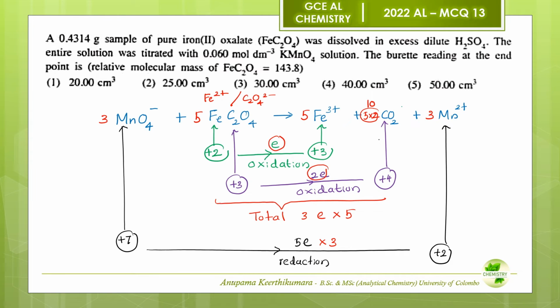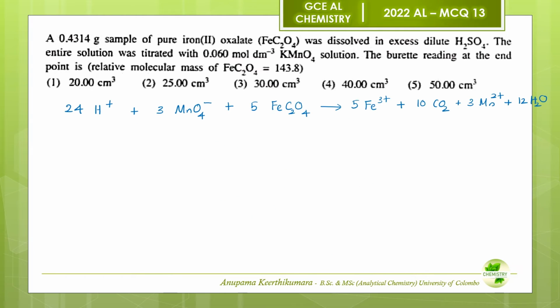Next, balance the number of oxygen atoms. 32 oxygen atoms on the left and 20 oxygen atoms on the right. Therefore, we need to add 12 water molecules to the right. Finally, balance the number of hydrogen atoms. There are no hydrogen atoms on the left. Therefore, add 24 H+ ions to the left. This is the balanced ionic equation for the reaction between iron(II) oxalate and permanganate ions.